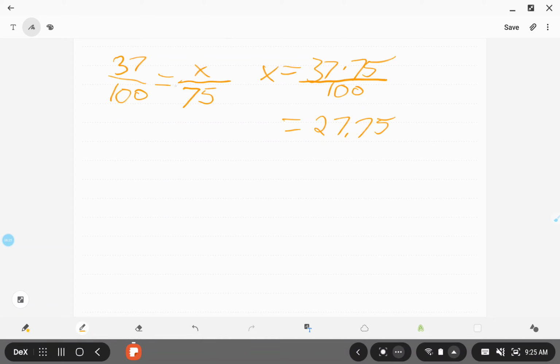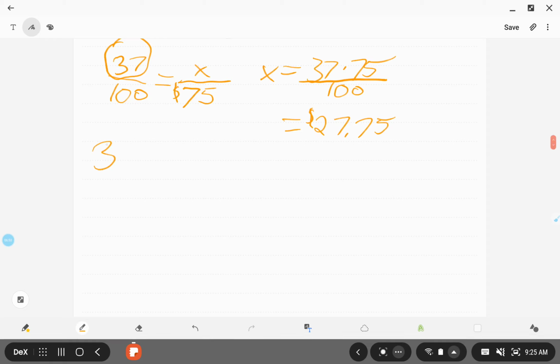So if that was money we were talking about, and you were doing like a sale, 27.75 would be the amount that equals 37% of that $75. Okay, so that's how we did it based on the lesson that we did yesterday. I'm sorry, not yesterday, the last lesson. So the way we would do it with decimals is actually, in my opinion, way simpler. So I'm going to show you that real quick.